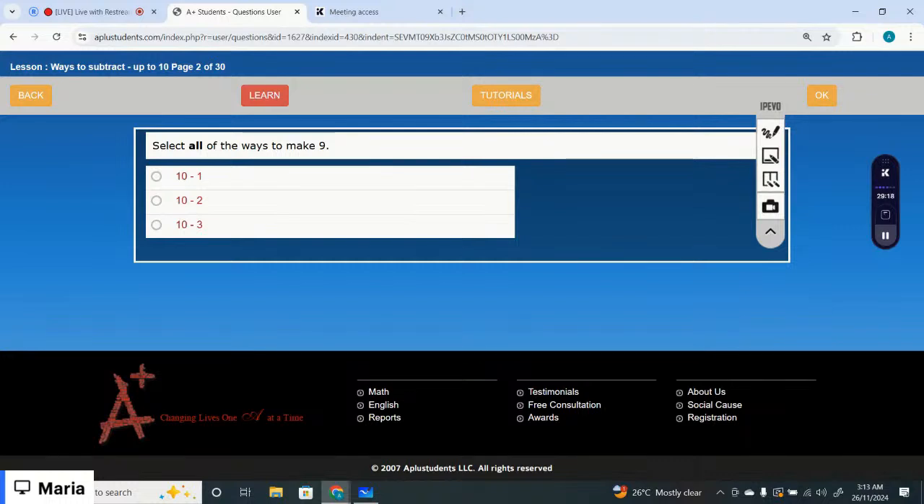Option number 1 is the correct option, right? 10 take away 1 is 9. The correct option is option number 1, that is 10 take away 1, that makes 9.